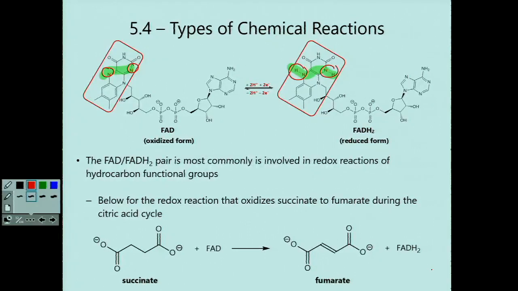So this is the gain of hydrogen by an organic structure. This is a redox transformation, right? And the one on the left is in the more oxidized state. The one on the right is in the more reduced state because it has more hydrogen.